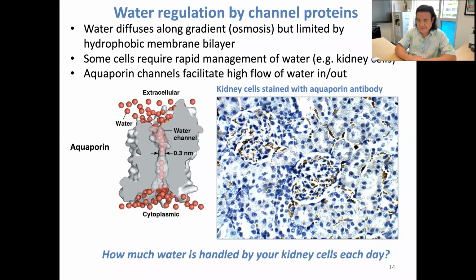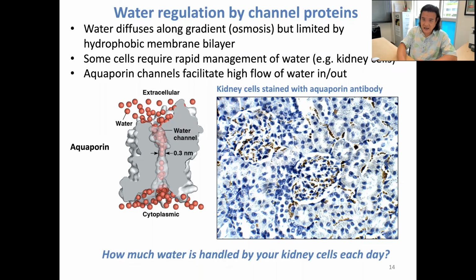How much water is actually handled by your kidney cells each day? Have you guys thought about this? Well, a typical person has somewhere between 4 to 6 liters of blood in your body, right? So you figure, well, yeah, they probably filter all of our blood in one day to keep it clean. How many liters of water do you think these cells of your kidneys actually handle?